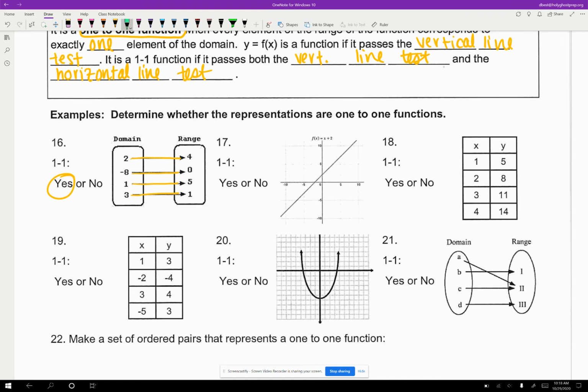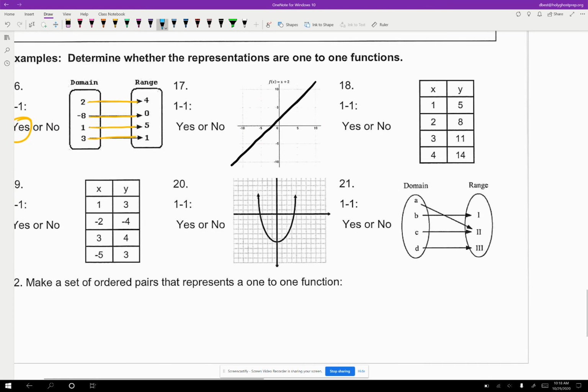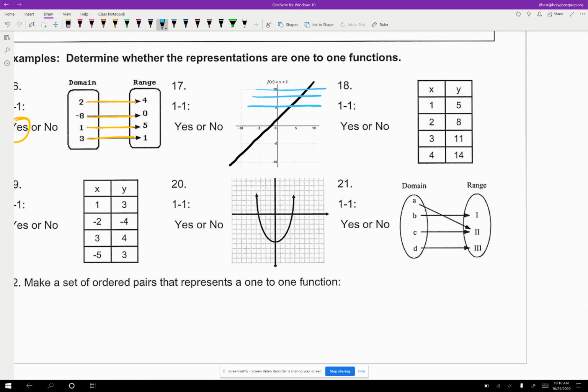Okay. On a graph, here's where we do the two tests. So I'm testing this line that I just marked in bold, and I'm first going to do the vertical line test. So if I draw a vertical line anywhere, I'm only crossing through that black line once. But now I also have to do the horizontal line test, where I draw horizontal lines. And again, I'm looking, does it cross that black line at more than one point on any of my horizontal lines? And it doesn't. So that's good. So yes, it is a one-to-one function.